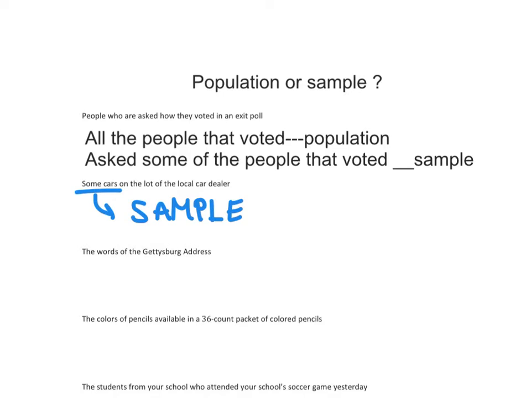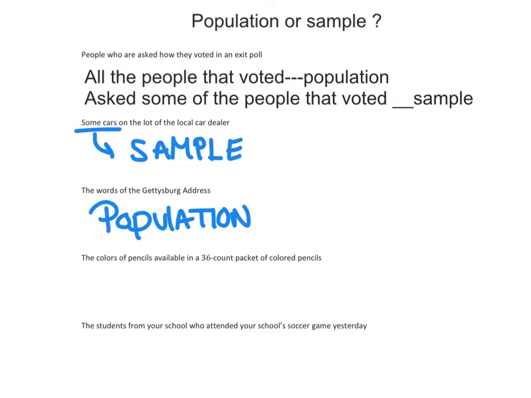The words of the Gettysburg Address. Well, it sounds like when they say the words, I'm looking at the entire population. I am looking at the whole thing. So I'm going to go with a population. And maybe they're looking at the number of words in the Gettysburg Address. I'm not really sure where they're headed with that, but I think by them saying the words, they're talking about the population.